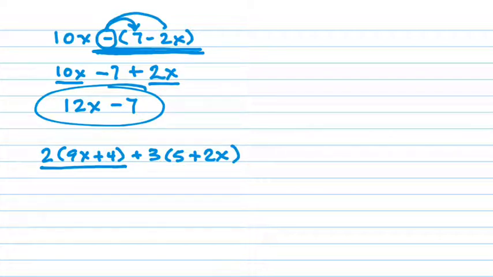Where does the next bracket actually begin? At the plus 3. There you go. That sign needs to go with it. So it actually begins with that plus. So don't forget the signs. Okay? Now, let's go ahead and take care of the first bracket. Look inside. 9x plus 4.